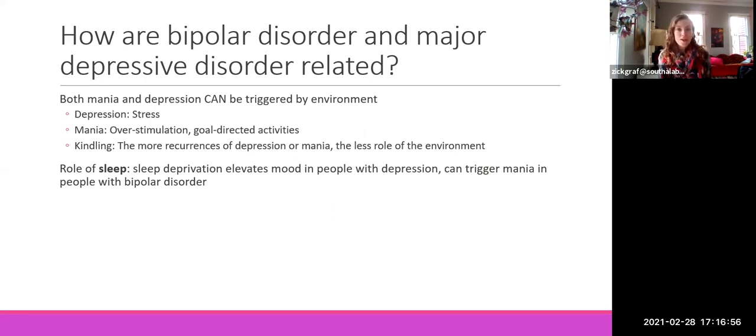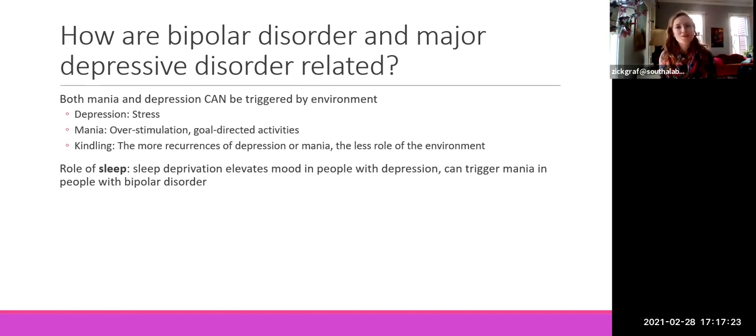Both unipolar depression and mania involve kindling, where the first episodes are more likely to be triggered by environmental stress or excitement. And the more recurrences you have of either depression or mania, the less they need to be triggered by the environment, the more they become endogenous, the more they become triggered by biological alterations that are caused by exposure to untreated depression or mania.